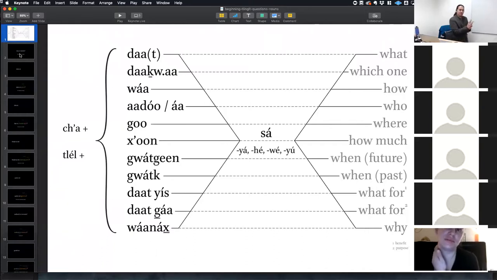So thinking about how these work, and then we'll look at some examples, although we might run out of time. What this chart is showing you is just sort of the sa comes after, and then if you look across, it shows you what it's doing. So da sa is asking what. If you have some set of things, you'd say da-qa-sa. And this one, the ah part, can be replaced, right?